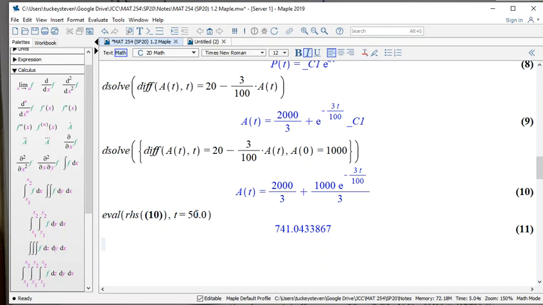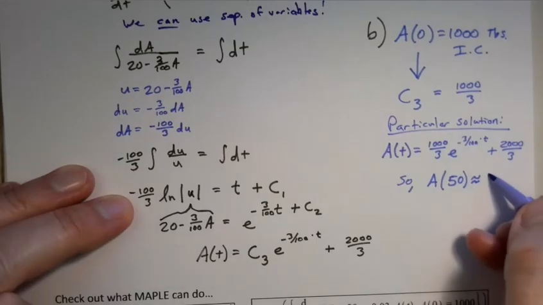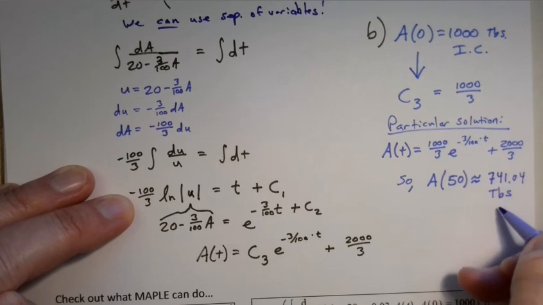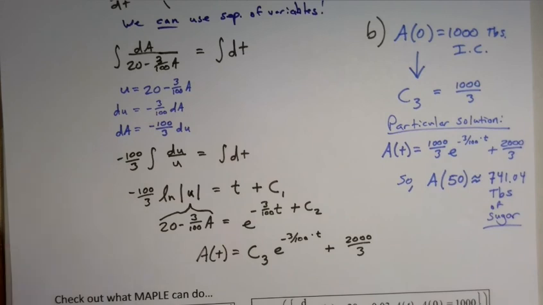It turns out to be about 741.04 out to 2 decimal places, and we're talking about the number of tablespoons of sugar. So this turns out to be about 741.04 tablespoons of sugar. That's how much is in the tank at 50 minutes.